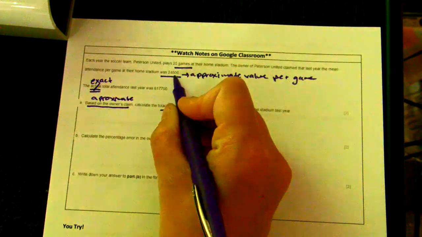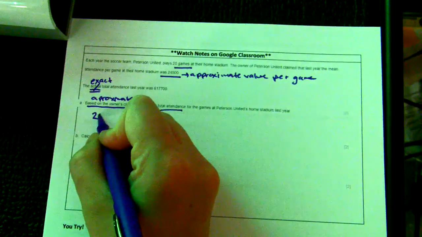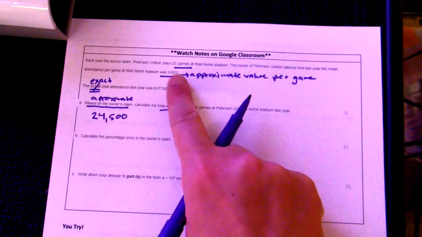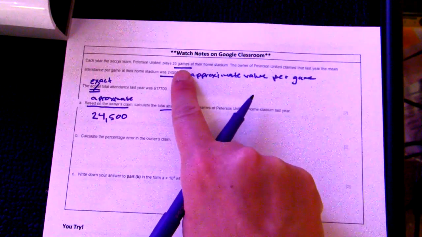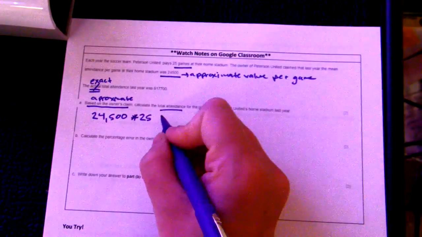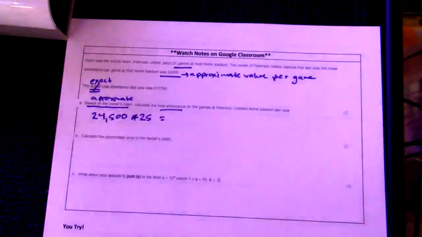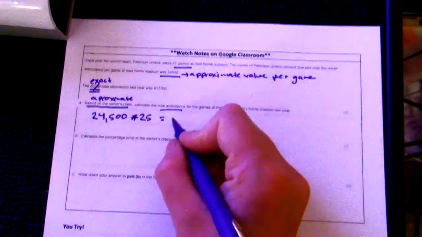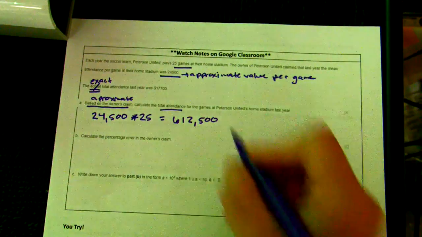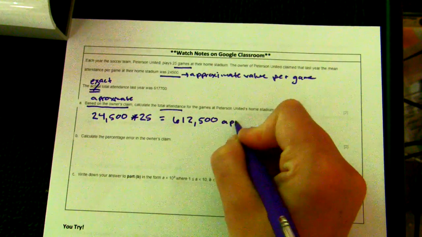And I know my approximate value was 24,500 for each game. And there were a total of 25 games. So my total attendance, when I pop that in my calculator, would be 612,500. That is our approximate value.